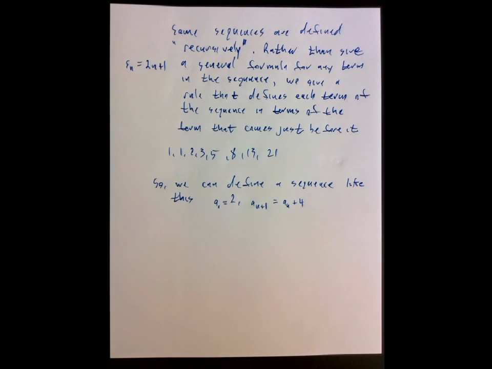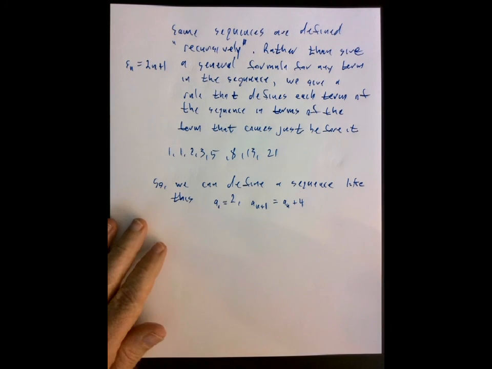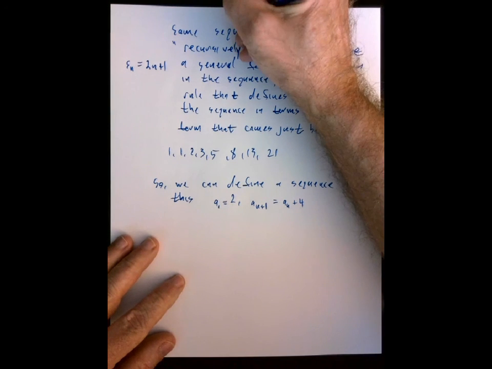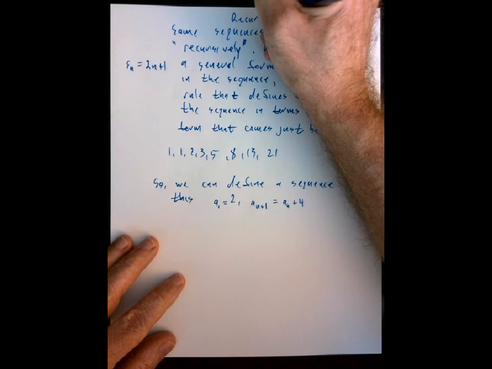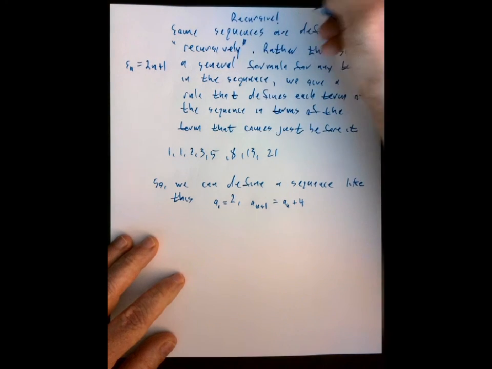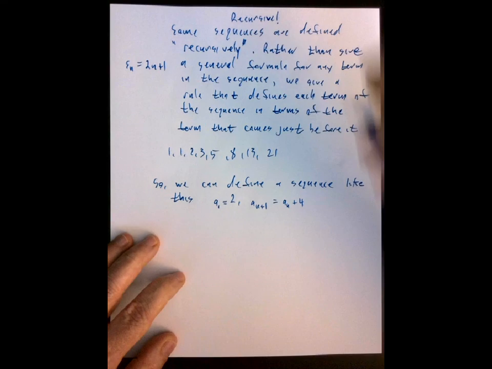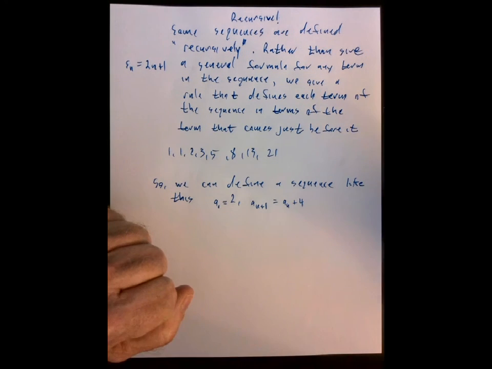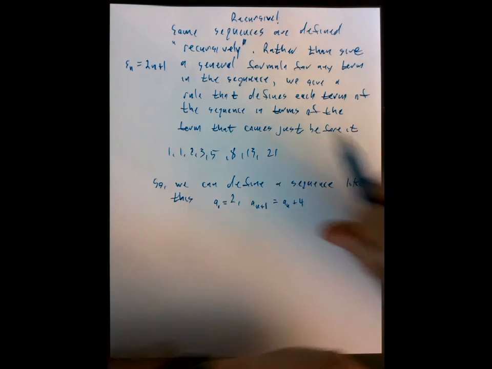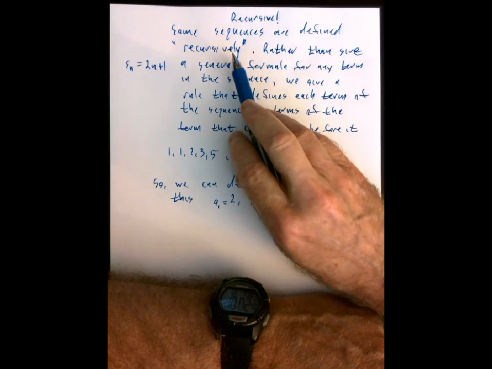Sequences. Now, there's another way that sequences are defined, and that is what's called a recursive definition. So I'm going to write that up at the top here. Recursive. Okay. Sequences can be defined recursively. That is, there could be a recursive formula. So some sequences are defined recursively.